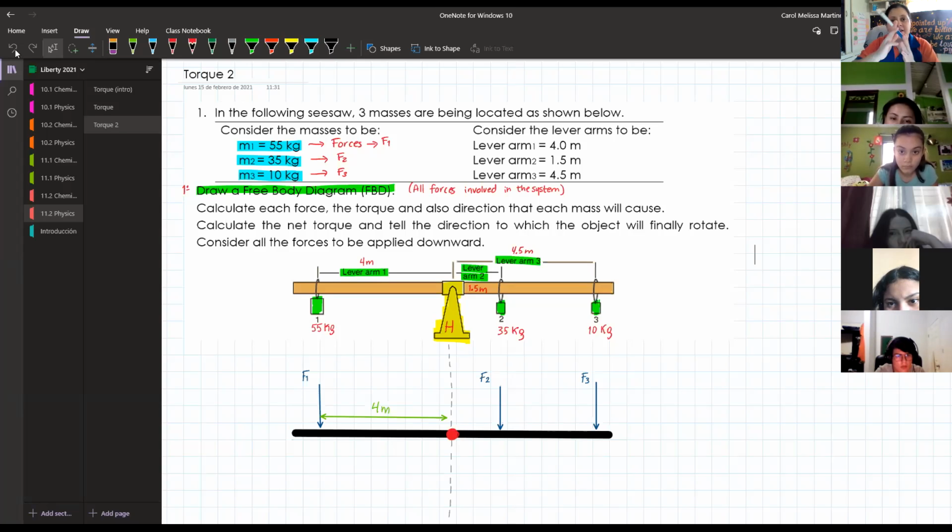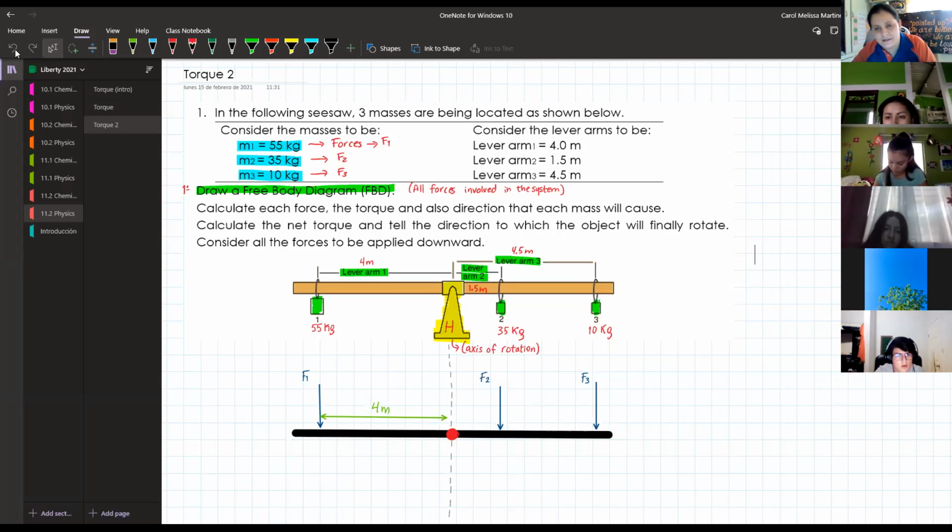That point is known as the hinge. So that place, the hinge, is also known as the axis of rotation, okay? So the lever arm is the distance from the axis of rotation, from the hinge, to the force. So the lever arm 1 is the distance from the hinge to the force 1. Lever arm 2 is from the hinge to the force 2. Lever arm 3 from the hinge to the force 3. So that is what we're going to do. You're going to indicate the lever arms for each force.